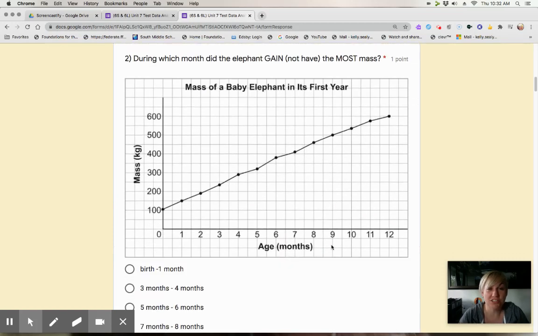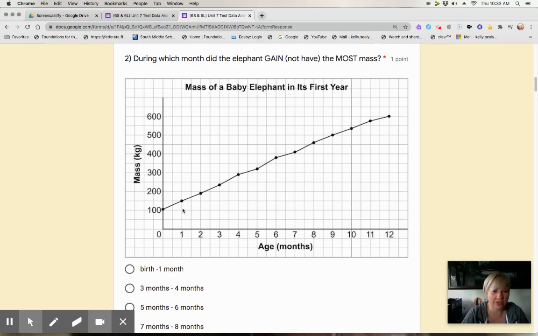It says, during which month did the elephant gain, not have, but gain the most mass? So in a line graph like this, when it gains the most mass, it means it's going to be the steepest section of the graph. The biggest change will show a steep section, and then the least change between months will be the flattest section of the graph.